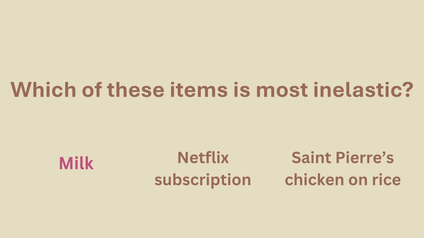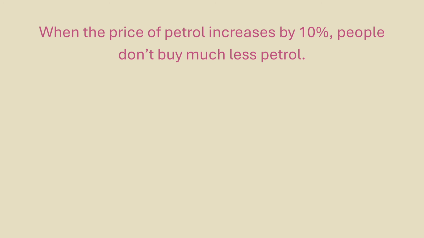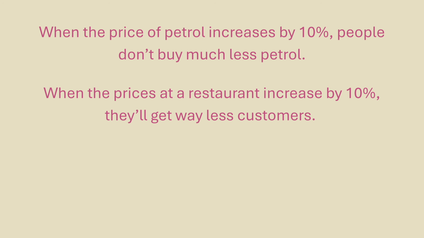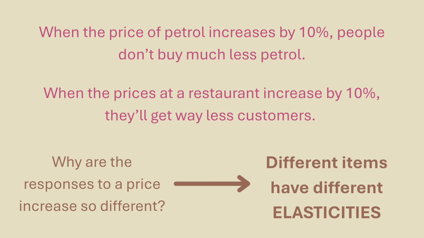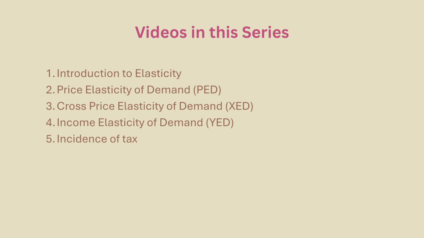Let's take this back to the start. When the price of petrol increases by 10%, people don't buy much less petrol. When the prices at a restaurant increase by 10%, they'll get way less customers. Why are the responses to a price increase so different? Well, as you now know, different items have different elasticities. Petrol is likely more inelastic, and restaurants are likely more elastic. That's all for this topic. Next, we'll be covering price elasticity of demand, which is when we calculate elasticity so that we can measure exactly how elastic it is.